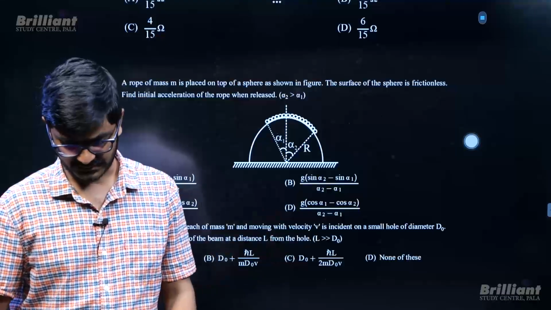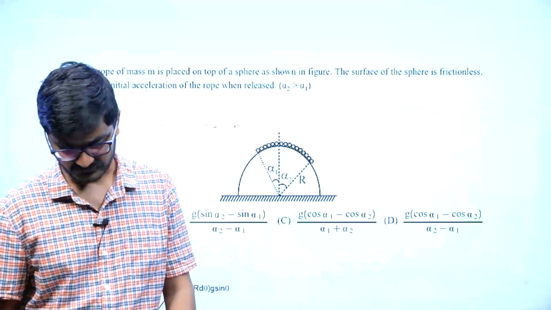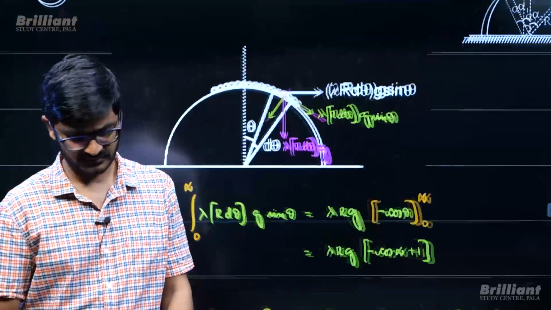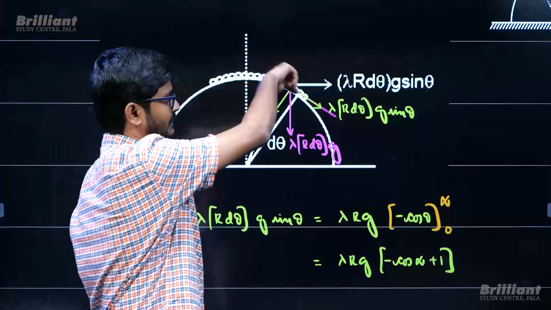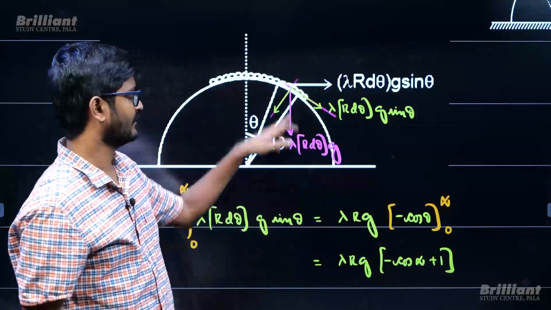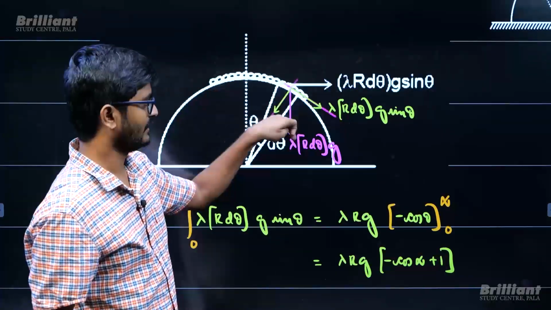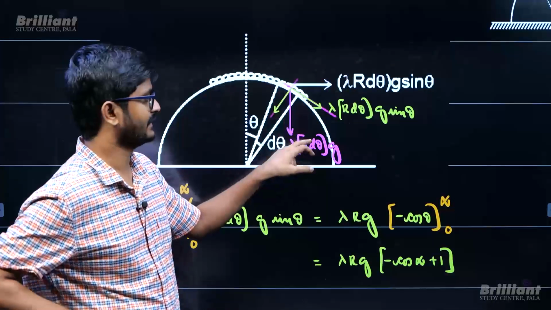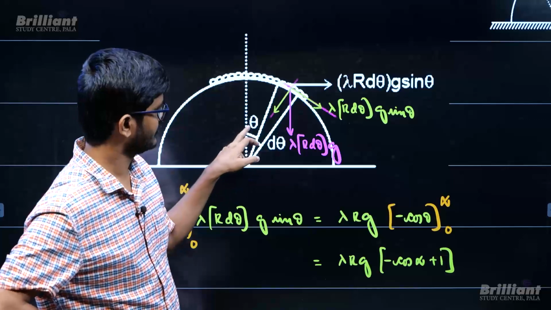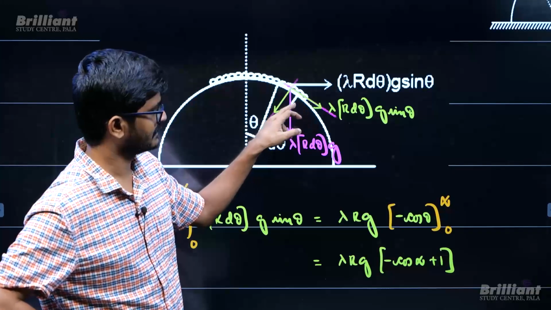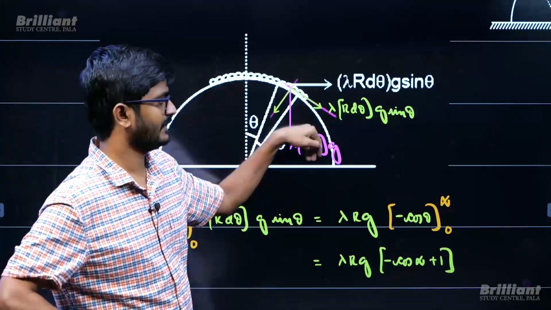A rope is placed like this. What is the acceleration? I will be taking this part of the rope and seeing what will be the force along the curved path. I will be taking some element at an angle theta, its weight will be lambda into r d theta into g, but I need its component. If this angle is theta, this angle will be theta, this will be 90 minus theta, so it will be weight sin theta.